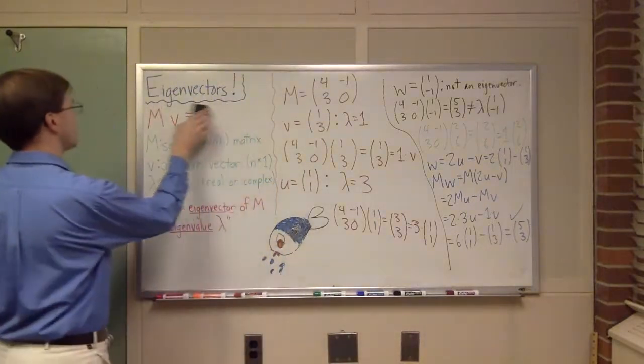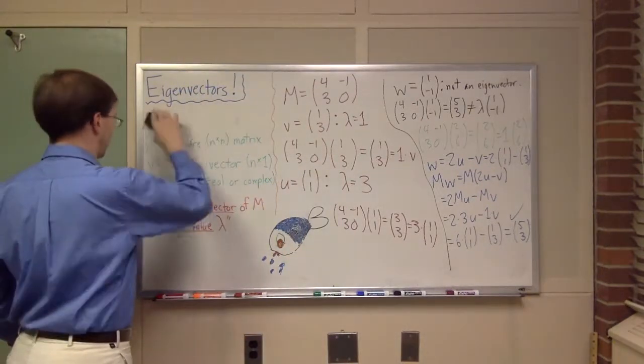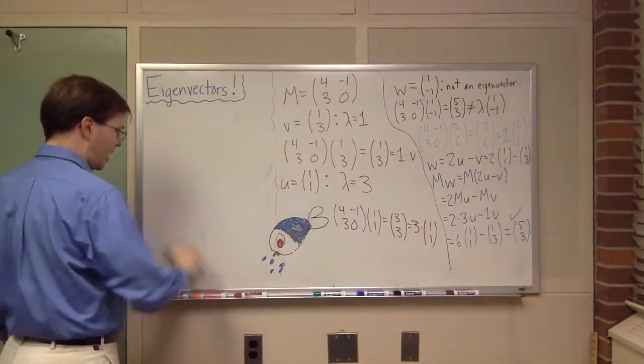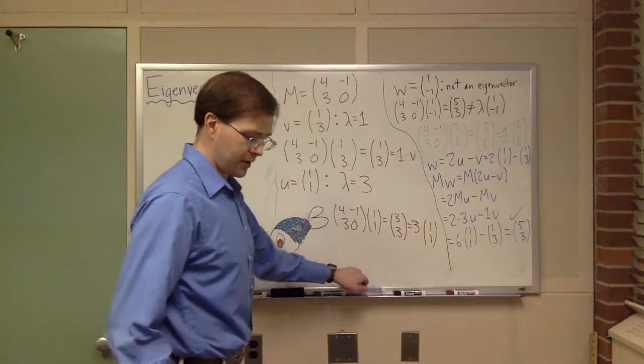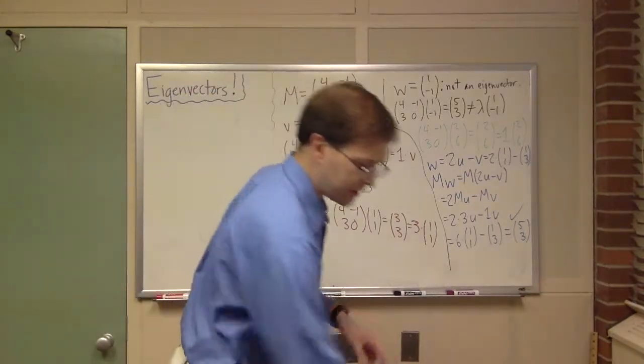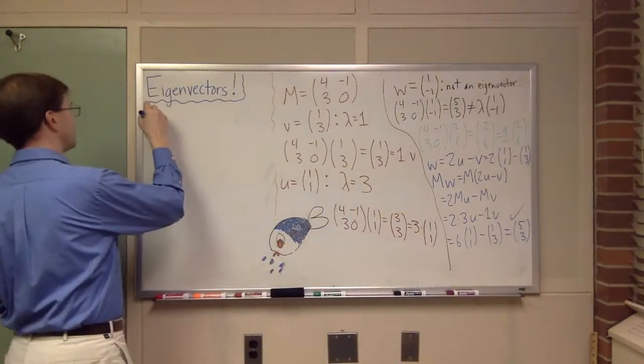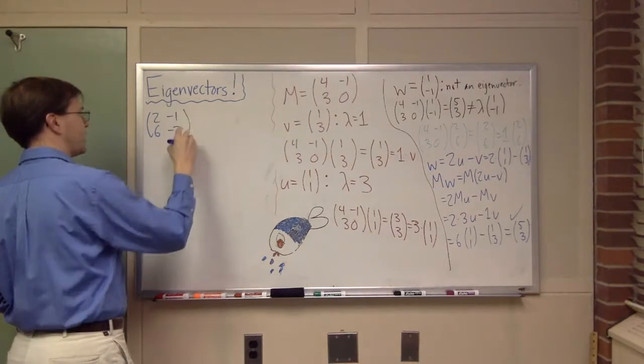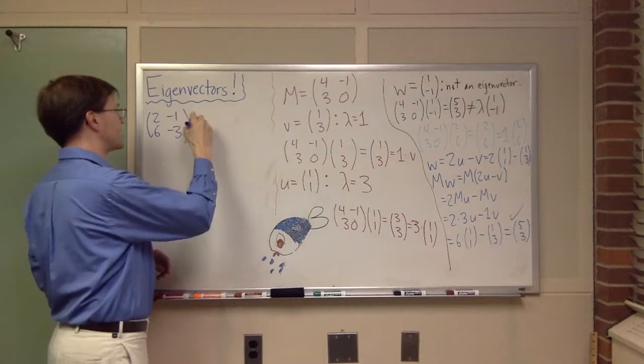So I'll clear some space here. Clearing space, not clearing the fish. Another example I wanted to look at. Let me do the matrix 2, minus 1, 6, minus 3 as my matrix. That's my M this time.